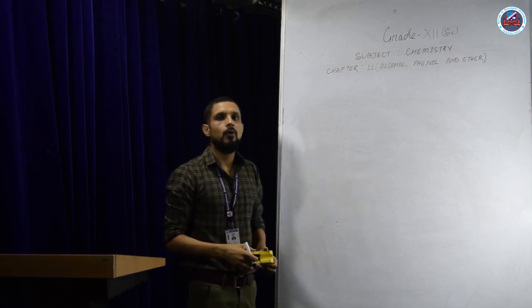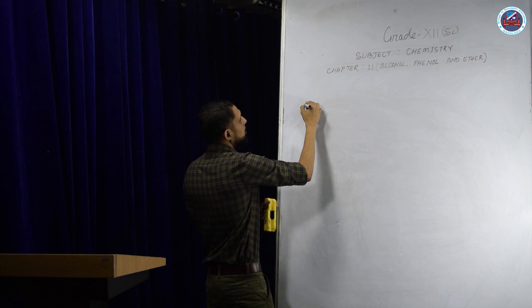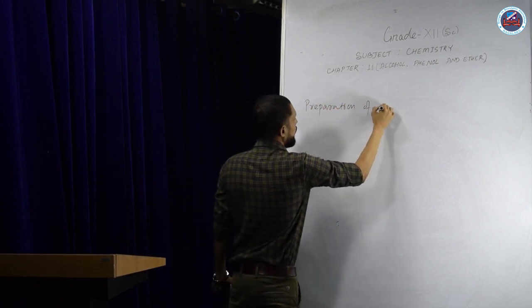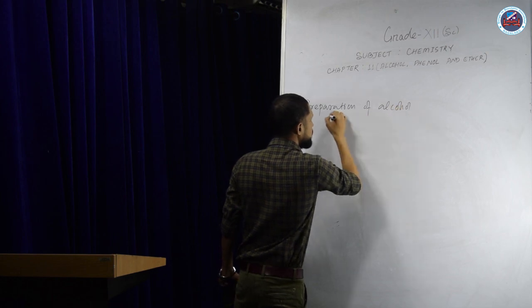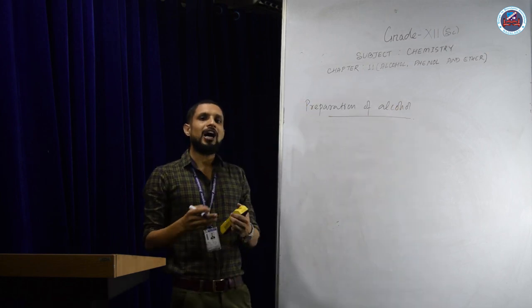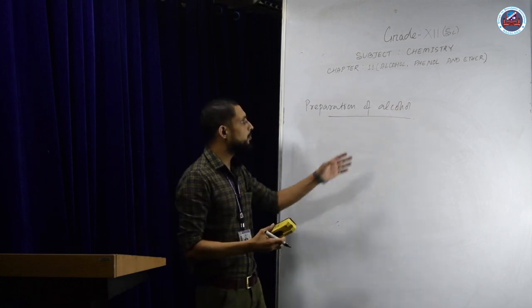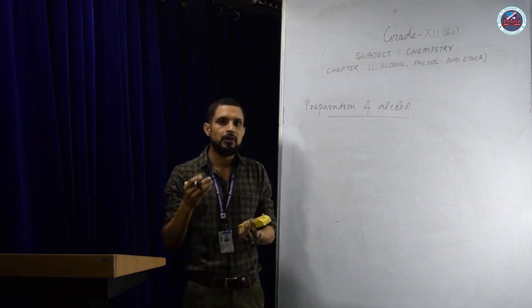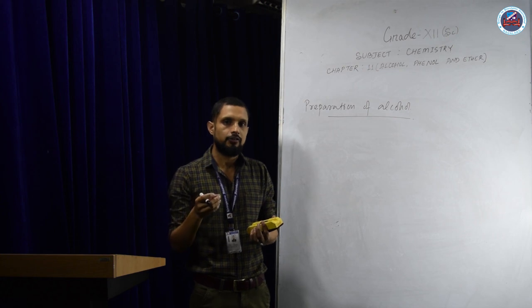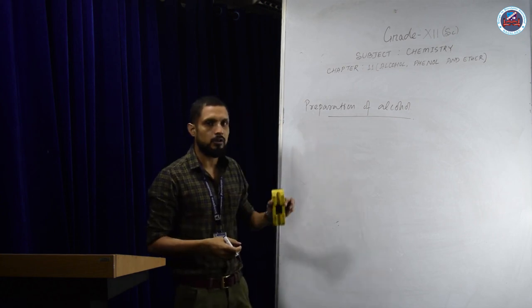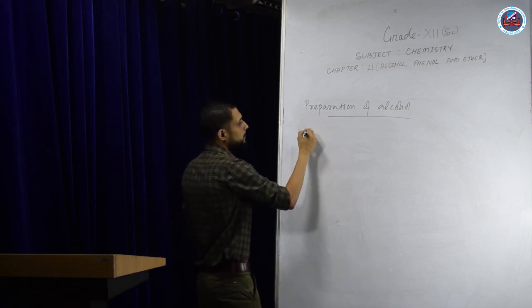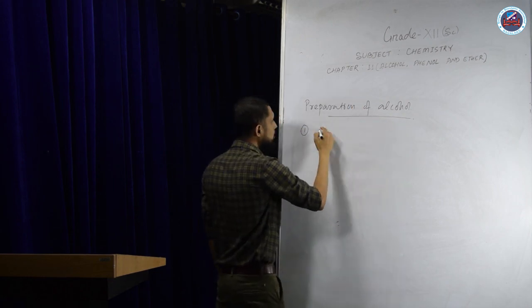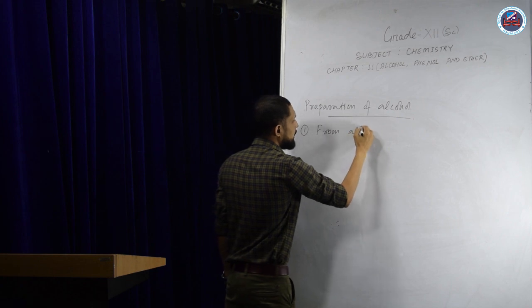So next we'll go to the preparation of alcohol. So there are different types of methods which can be used for the preparation of alcohol. Like we can prepare from alkene, we can prepare from carbonyl compound, we can prepare from Grignard reagent. Okay, so we'll study one by one. So we'll first start with alkene. So we'll see how to prepare alcohol from alkene.